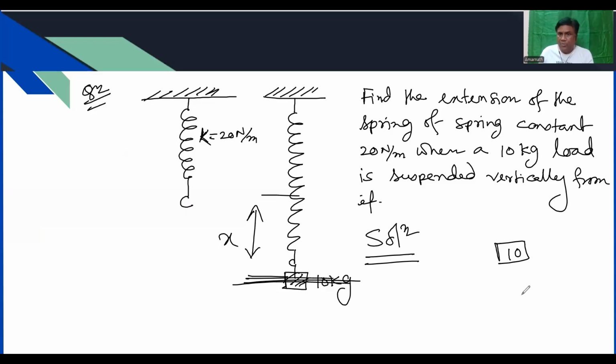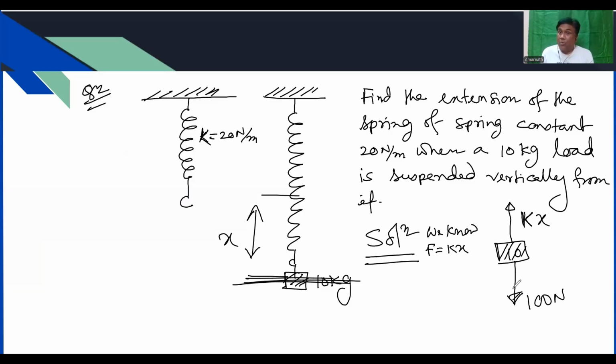But I know that the downward force is 100 Newton only, gravity. And the upward force is always Kx, because the spring force value is always Kx. So it means this is also a case of equilibrium. Equilibrium means net force zero.